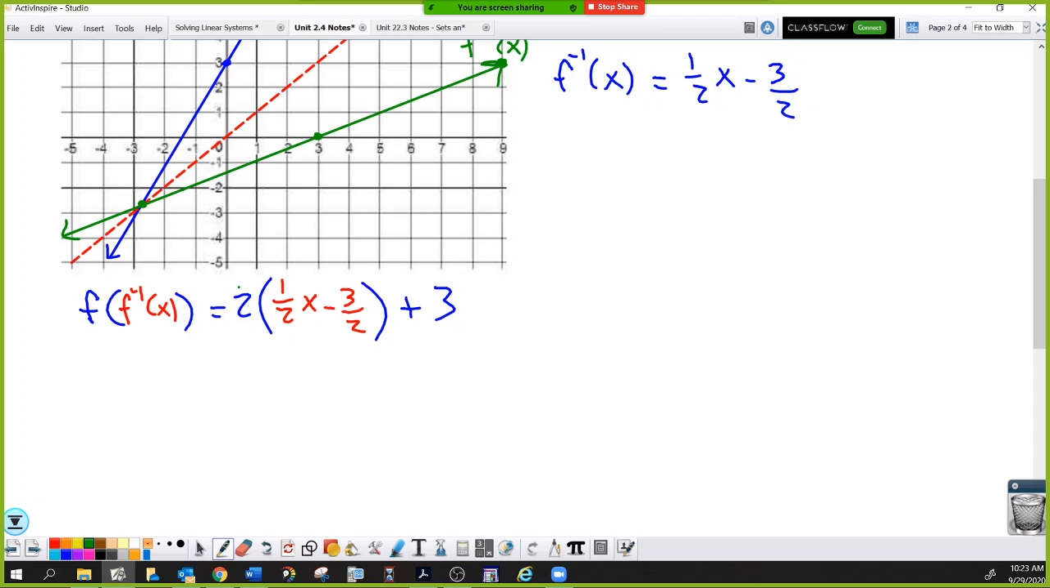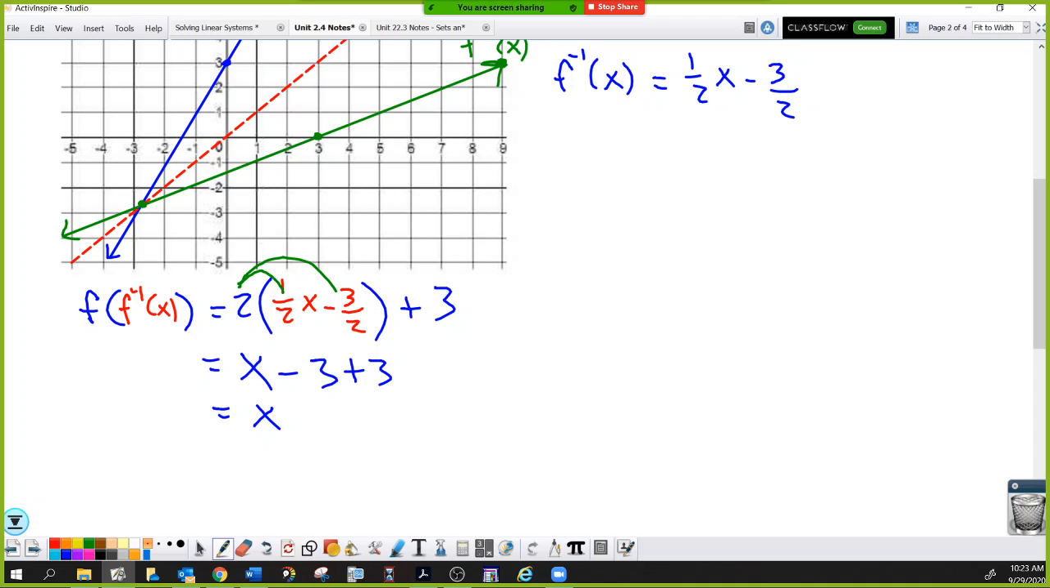Going to distribute this 2. And what I end up with is 2 times 1/2. Well, that's 1. Minus 2 times 3, 6, divided by 2, 3. And of course, 3 minus 3 is 0. So you just get x. Because f and f inverse cancel each other and just left x in this direction, we're pretty sure, yeah, these things are inverses, but we do need to check by the composition in the reverse order.